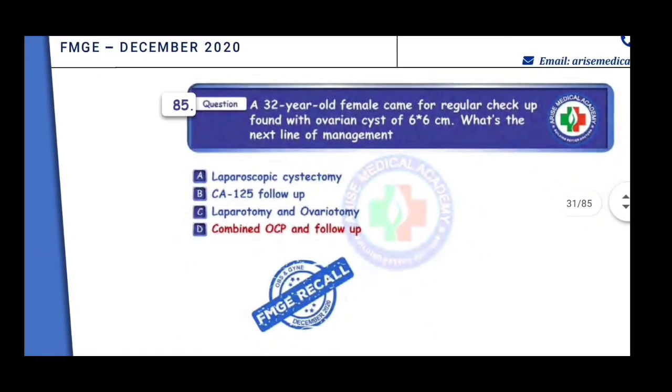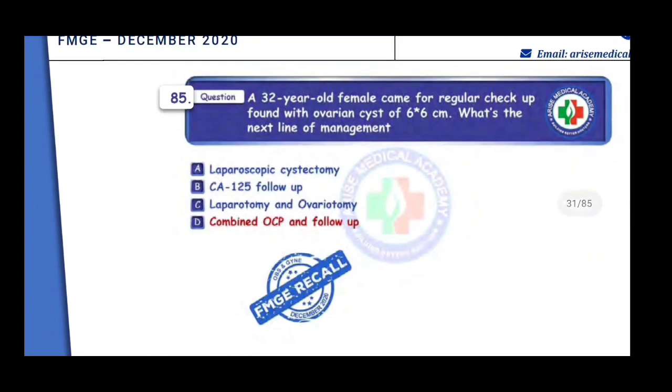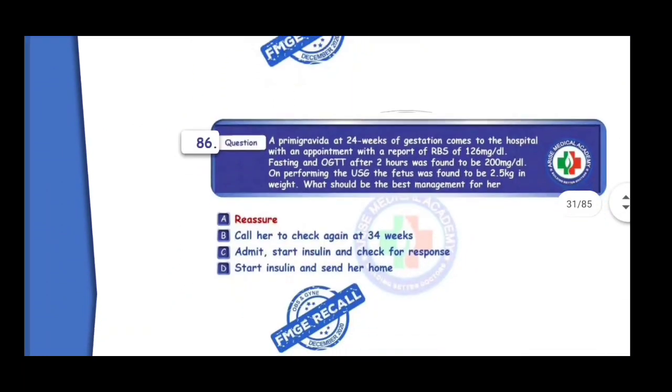Next one, a 32-year-old female came for regular checkup and was found with ovarian cyst of 6 by 6. What is the next line of management? Combined OCP and follow-up.